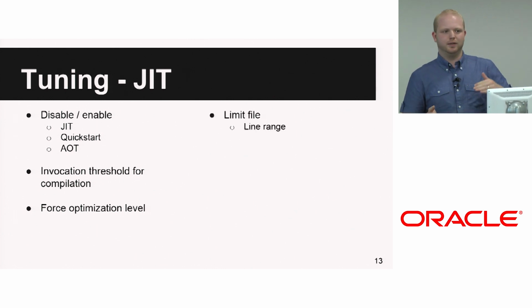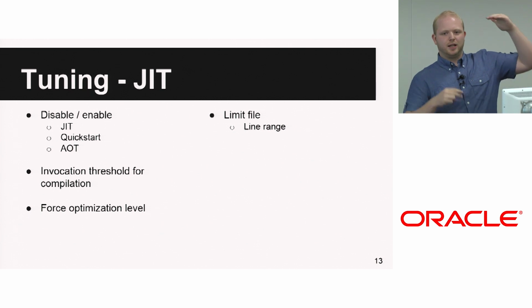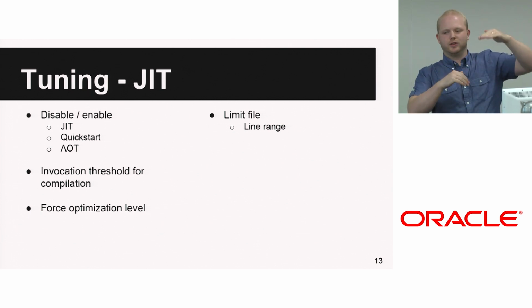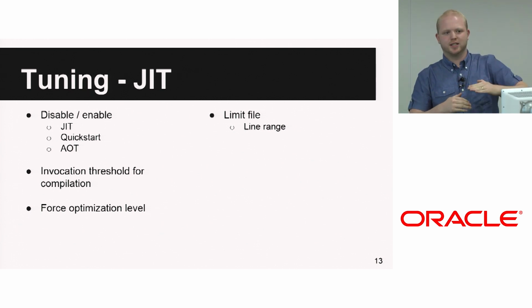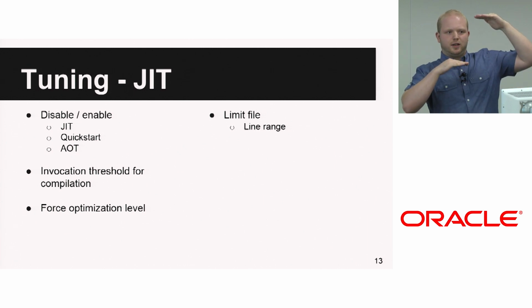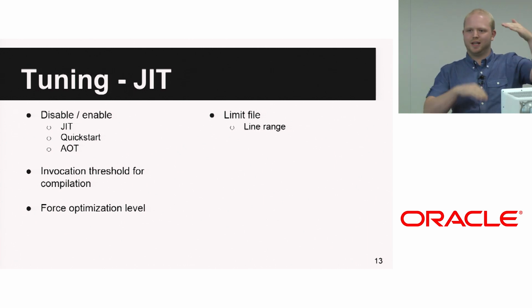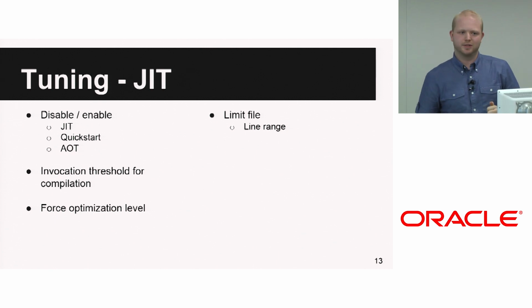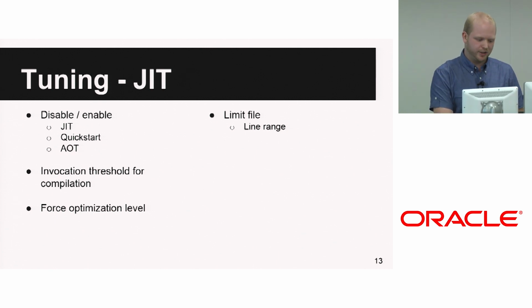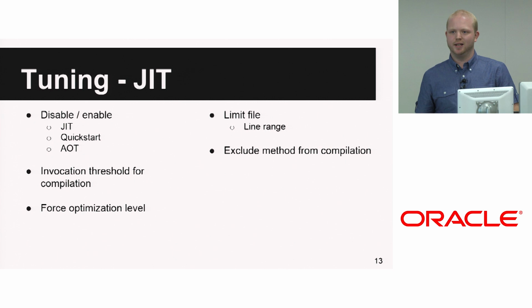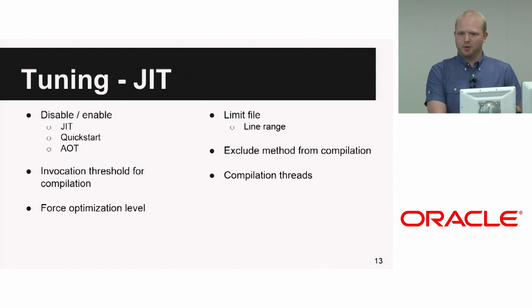Limit file is basically being able to say, I only want you to compile these methods. You make a file with a list of methods and then say, from line 10 to 20, I only want you to do these methods. The rest of them, leave them interpreted. Or being able to say, I don't want you to compile this specific method. And also changing the number of compilation threads.